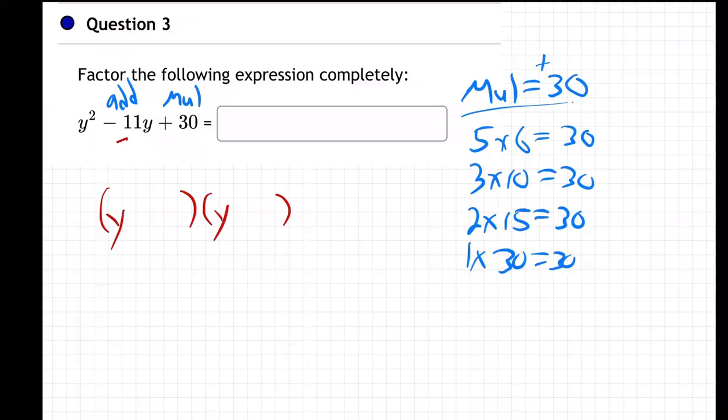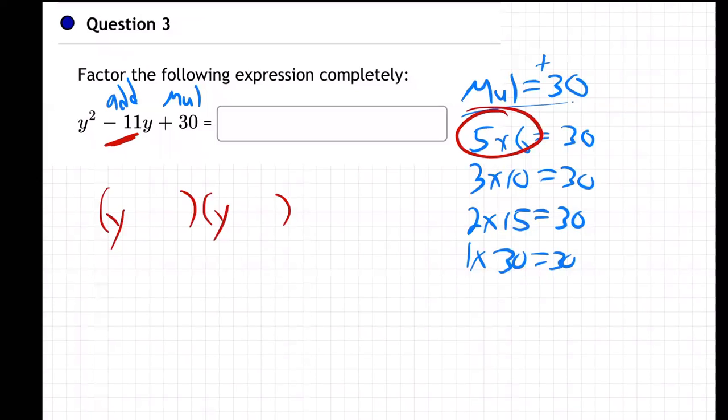Well, they also have to add. When we say add, we mean add or subtract. If we add a negative, that's subtraction. Add to be 11. Which of those pairs can do that? Only the 5 and the 6, right? 5 and 6 add to be 11. Yeah, but it's negative 11. We'll get there. We're outside in a minute.